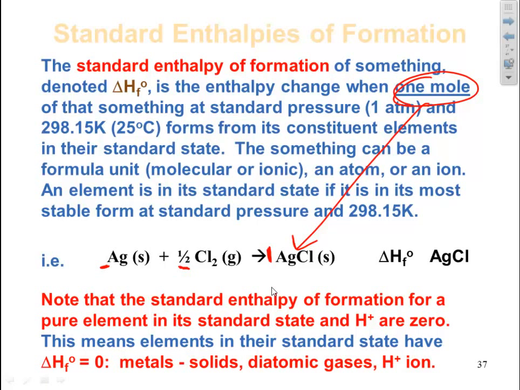Note that the standard enthalpy of formation for a pure element in its standard state, and also the hydrogen ion, are 0. This means elements in their standard state have a delta HF of 0. So typically on your periodic table, all your elements and metals tend to be solid at room temperature. They have a delta HF of 0. Your diatomic gases tend to have a delta HF of 0, and your hydrogen ion.